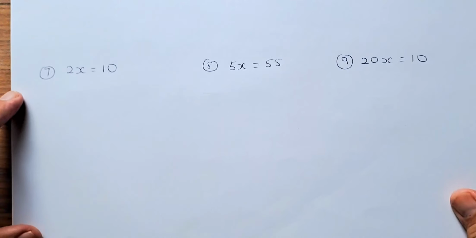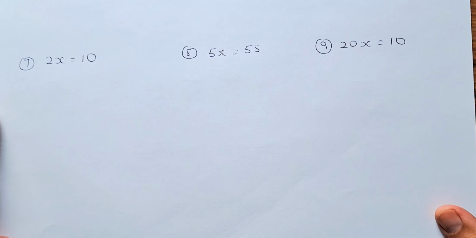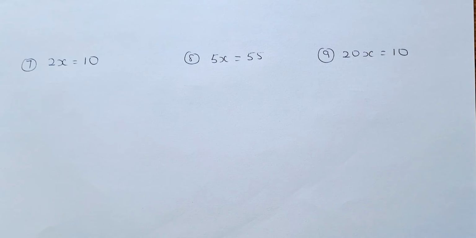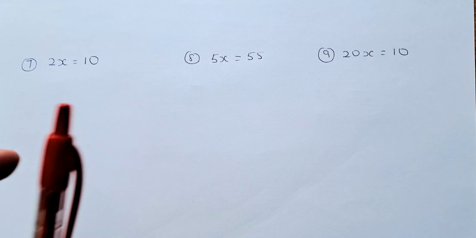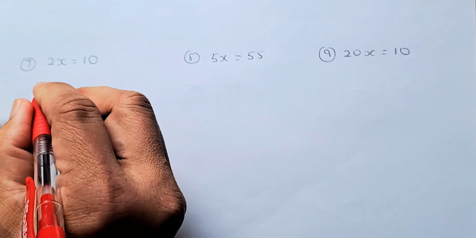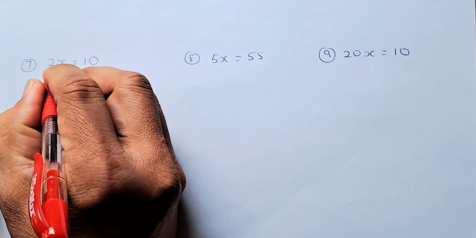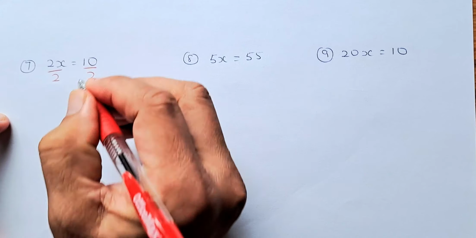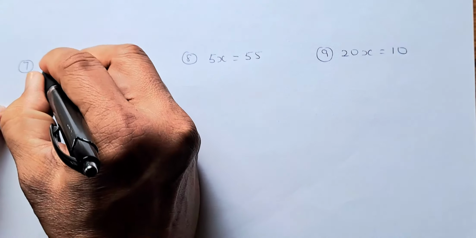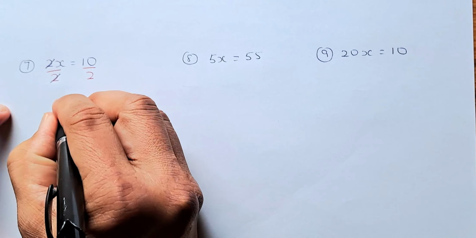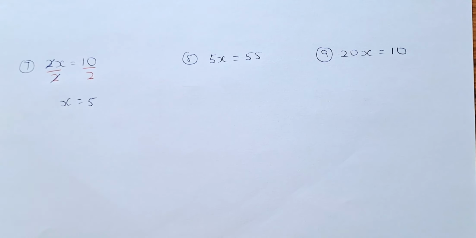Now we are going to do multiplication. If 2x equal to 10, this means 2 multiplied by x equal to 10. To get rid of this 2, you divide by 2. You divide by 2 on the left, you must do the same on the right. When you divide by 2, 2 and 2 will cancel out. So x equals 5, because 10 divided by 2 is going to be 5.